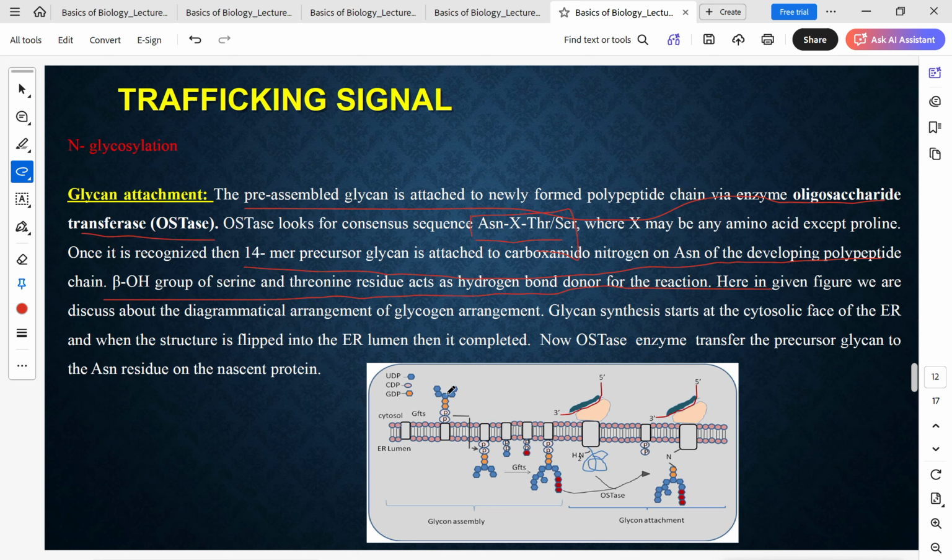In the ER lumen, after the formation of the protein, the ER lumen has these glycan assembly molecules, which can then get transferred to the protein polypeptide sequence.